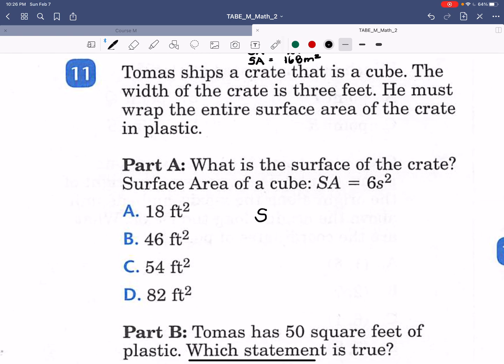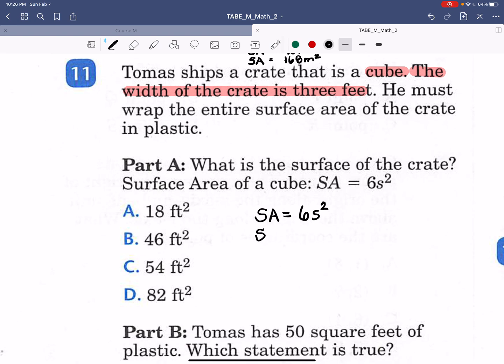I'm not even going to draw this one. As much as I want to, I'm not, because I want you to see that we can do it without a picture, even though I don't want to. I like pictures. The width of the crate is 3 feet, and it is a cube.